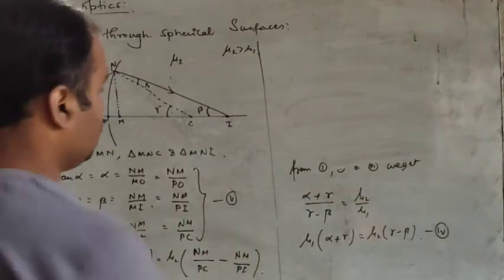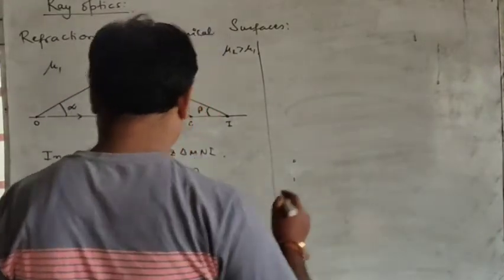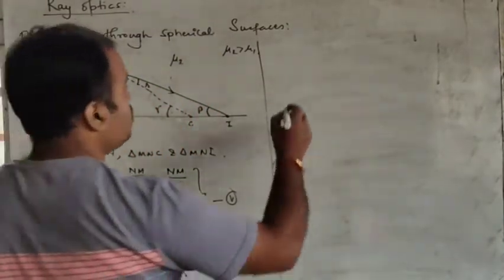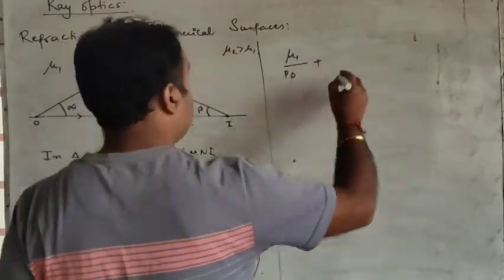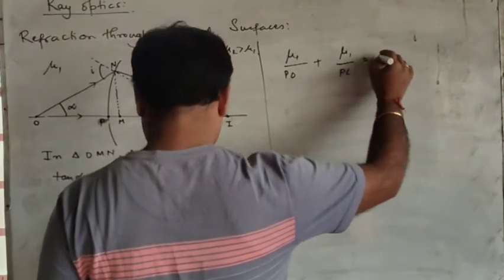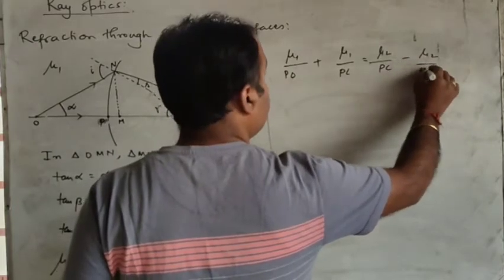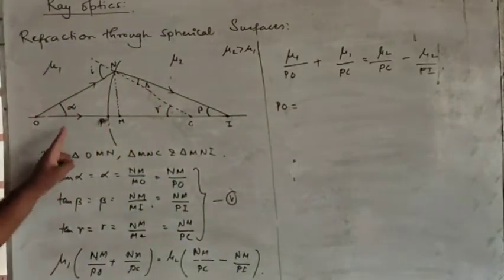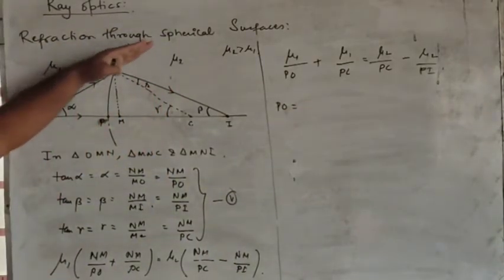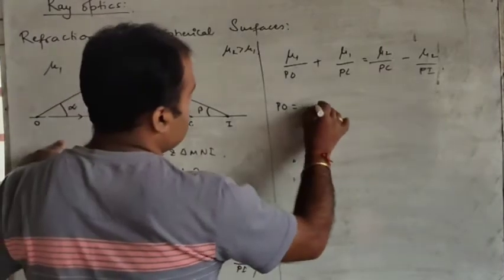Now let us continue. NM cancels everywhere, and we get mu1 by PO plus mu1 by PC equals mu2 by PC minus mu2 by PI. Now from the diagram, what is PO? PO is the object distance. The ray is going towards the right, but we are measuring towards the left. Since the direction is opposite, it should be taken negative. So object distance is minus u.